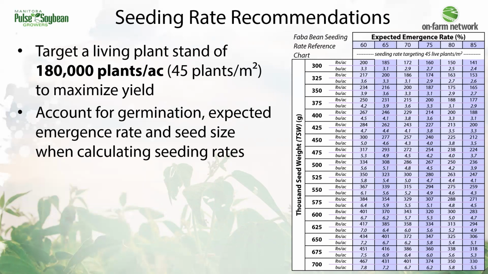So when you are calculating those seeding rates, account for germination, expected survivability, and take into account your variety's seed size. Faba beans can have a pretty big range in seed size, anywhere from 300 to 600 grams per 1,000 seeds. So there can be a pretty big spread among varieties for what seeding rate will achieve that target plant stand.